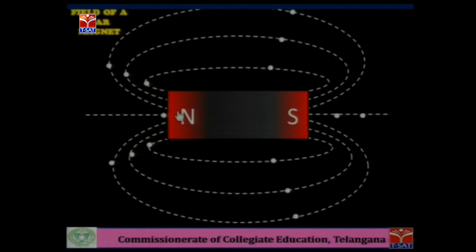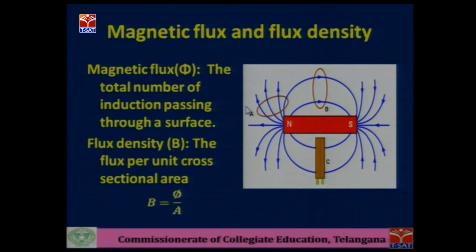So, here what can we observe? If you imagine a unit north pole placed in the magnetic field, then it is the path followed by the unit north pole in the magnetic field. So, the path followed will be in the form of a curve. This is how we observe, and inside the magnet also they travel from the south pole to the north pole. So, all these magnetic lines of force constitute the magnetic field.